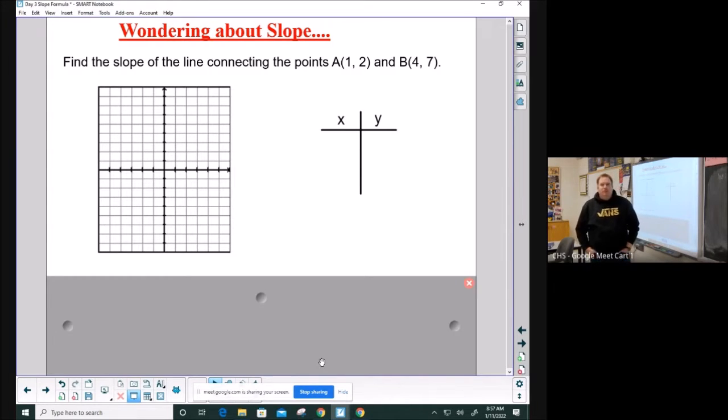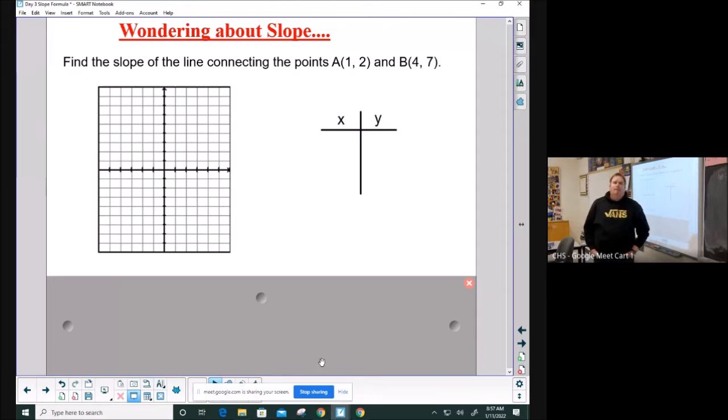And it's probably the second most important formula of the year. So we're gonna wanna make sure that we pay close attention, and I'll make sure I give you enough time to practice this today, practicing using the slope formula. But first I'm gonna talk about where it comes from, and then we'll make a note on actually how to do it. Okay, so just watch this first, and then we will go from there.